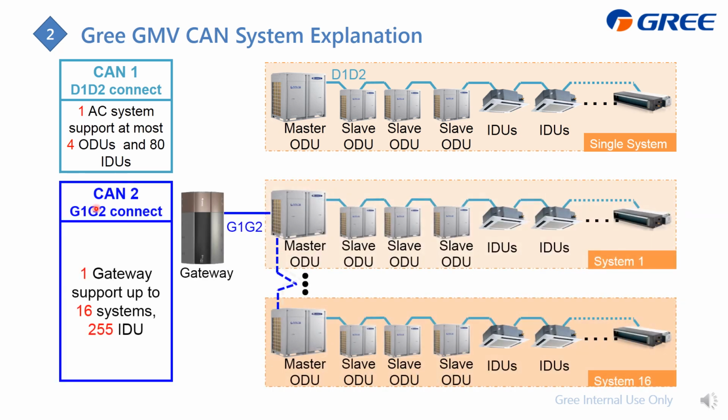When we call the CAN 2 system, it is actually the G1, G2 connection, which is only from the master outdoor unit of each system. From this picture, you can see that we connect the G1, G2 from the master outdoor unit of each system in series, and then to the gateway. So the CAN 2 system can support one gateway, with up to 16 systems and 255 indoor units.